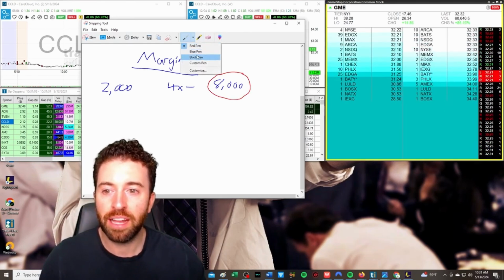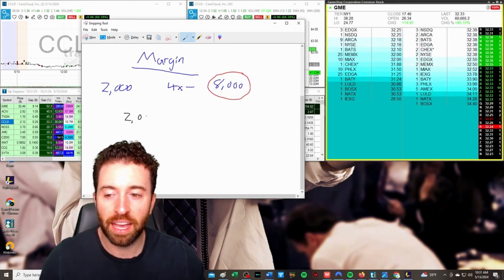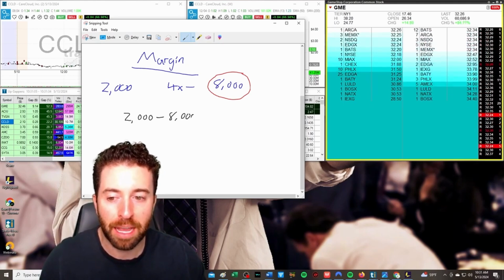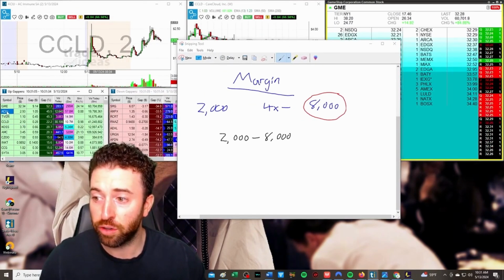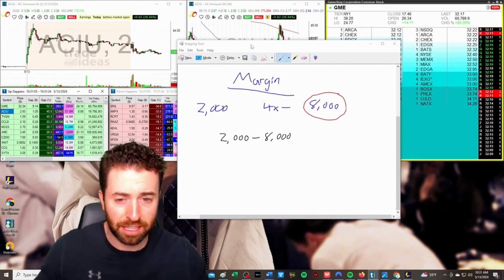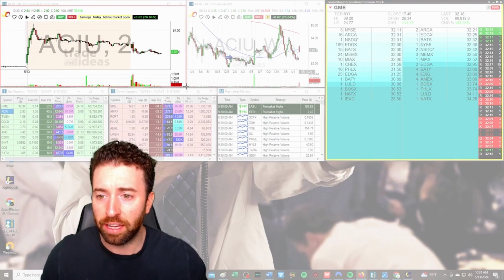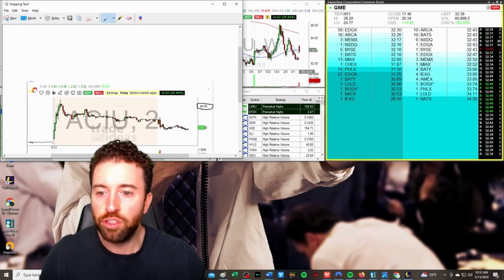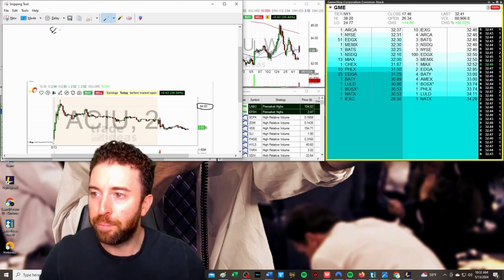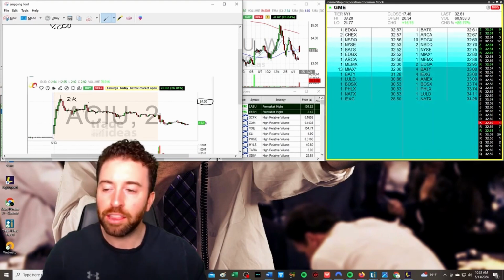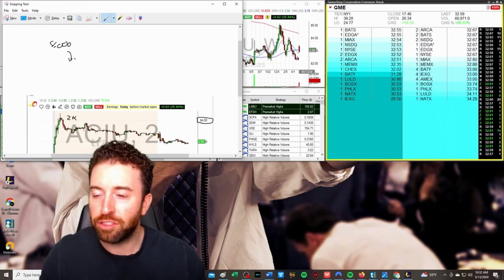So let's think about it. If you have a $2,000 account at this time and you're saying, all right, Deck, I only have $2,000, but now I have $8,000 with my margin and buying power. This is so great because now I can trade stocks like ACIU. I could get 2,000 shares. Let's think about this in the best case scenario. ACIU right here, this stock came up to $4, okay? If you have a $2,000 account, you now have $8,000 in your account. You can now get 2,000 shares at the price of $4, okay? So now we have 2K shares.